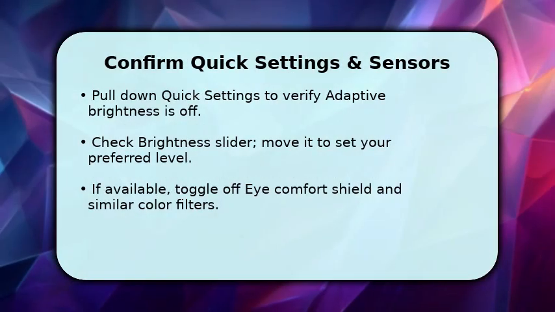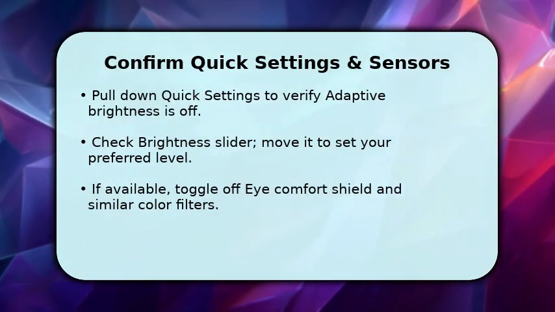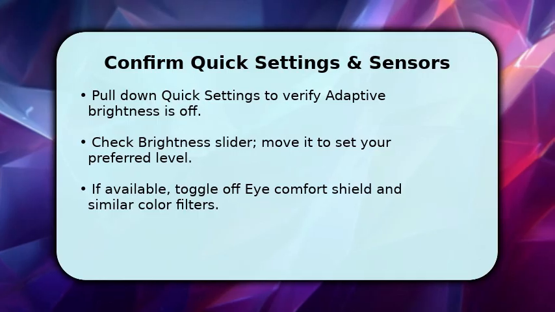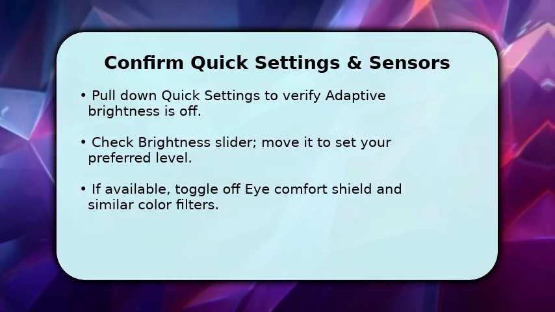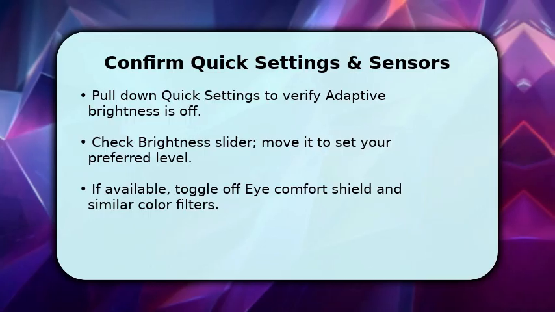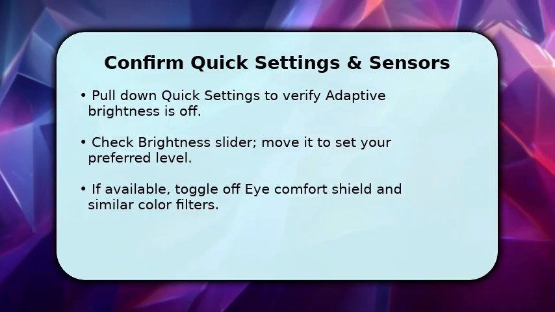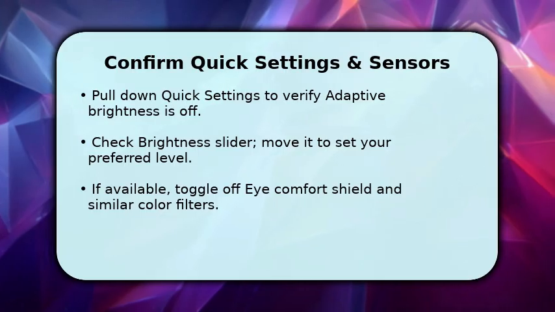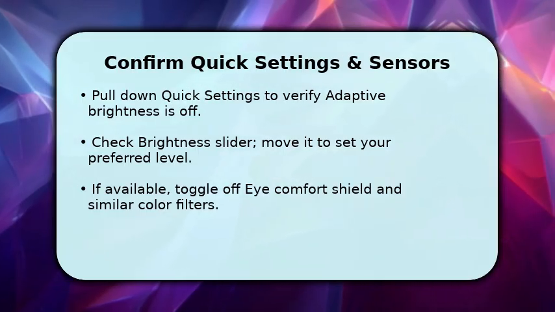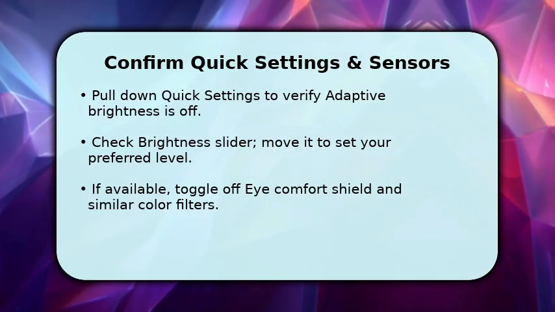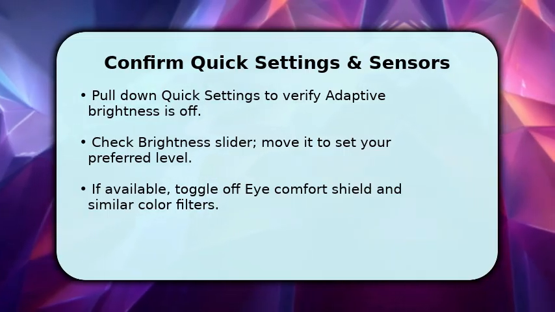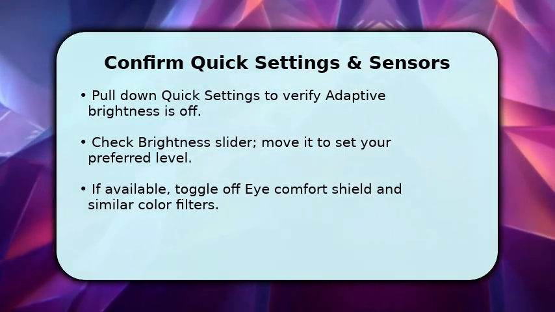Once you've disabled adaptive brightness in settings, pull down Quick Settings to confirm there's no duplicate adaptive toggle active. Samsung sometimes mirrors that control. You should then set the brightness slider manually to your preferred level so the phone keeps that value. Make sure Eye Comfort Shield or other display modes are off or set separately because they can change perceived brightness.